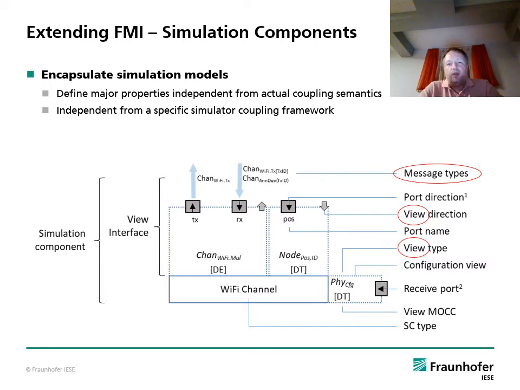So first of all, we define message types that we annotate receive and transmit ports with. The functional mockup interface defines value types, so for values that are exchanged between ports, we extend this concept with message types. So we exchange typed messages between ports, which enables us to transmit or receive multiple message types and also multiple message instances per simulation step.